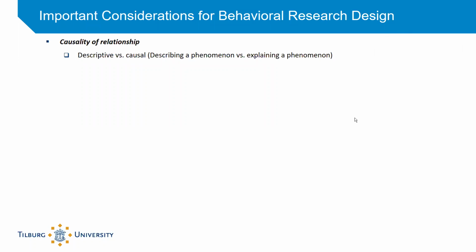The first is the causality of relationship. I already introduced what causality means. It means establishing what causes what. And why is this important? Well, it's necessary to explain a phenomenon. If you do not establish causality, all you're doing is describing a phenomenon, which is not generating new knowledge. It's creating maybe a new understanding, but generating new knowledge requires understanding why what you see exists in the first place.